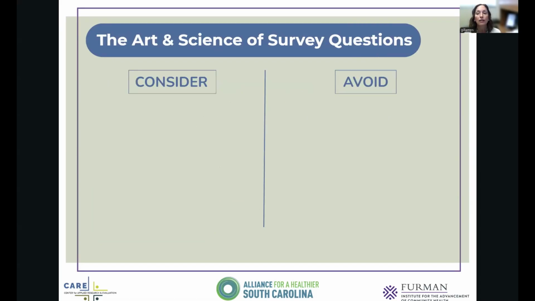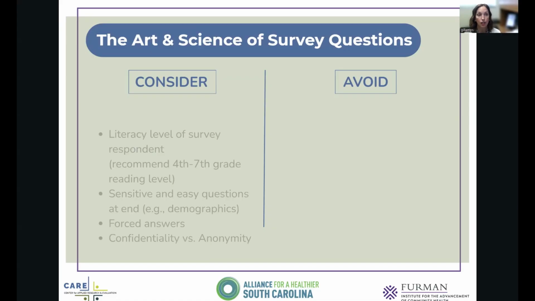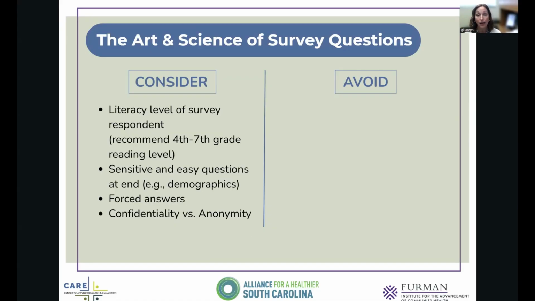So survey questions is kind of an art and a science. Things to consider are, number one, think about the literacy level of your survey respondent. We really recommend that when you write your questions, they're really at a 4th to 7th grade reading level. Questions that might be sensitive or easy, put them at the end. If someone opens up a survey and they start immediately with the demographics, that can be a turnoff. And so ideally you put those at the end of the survey.